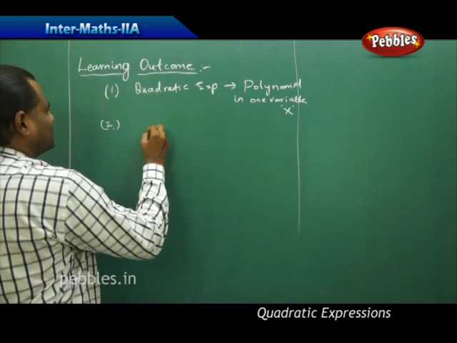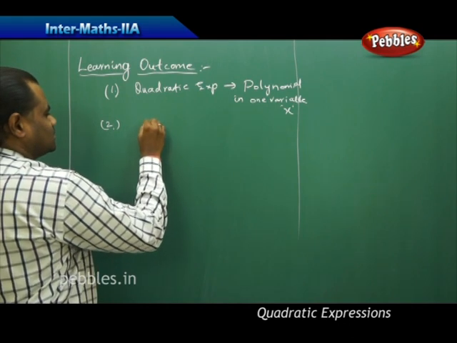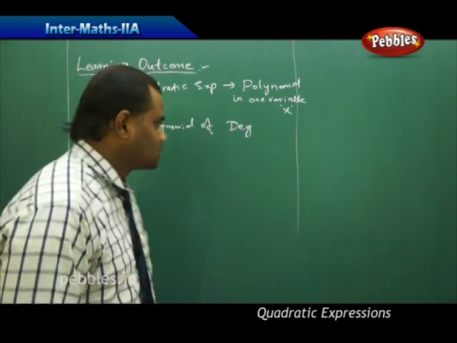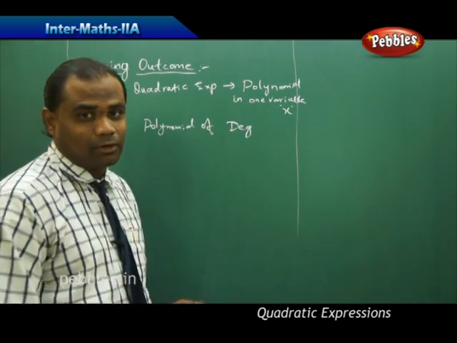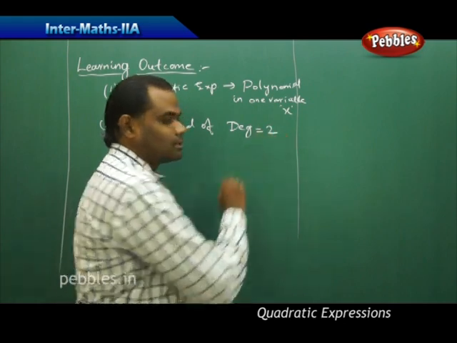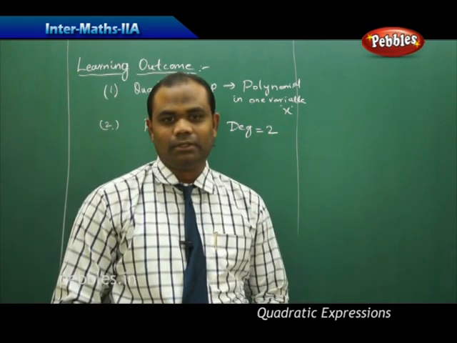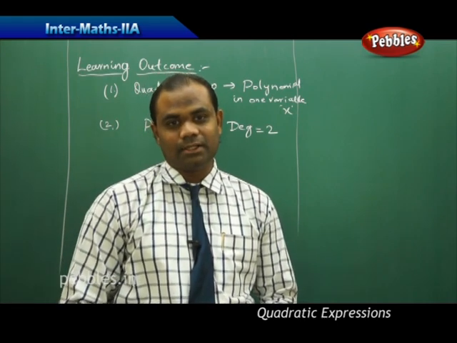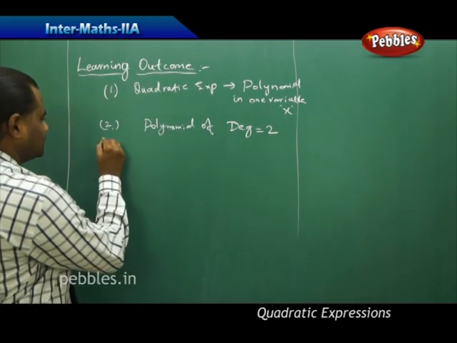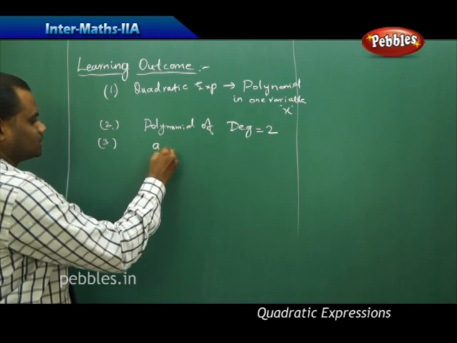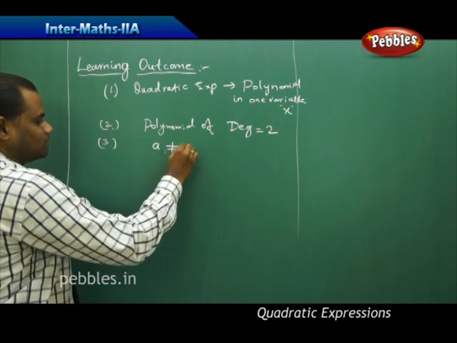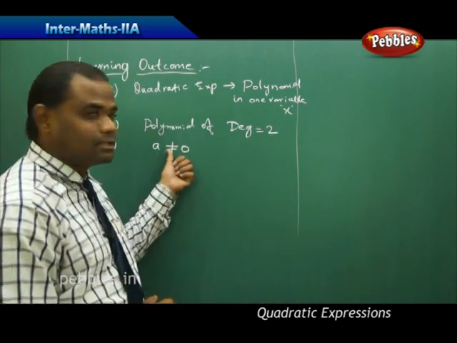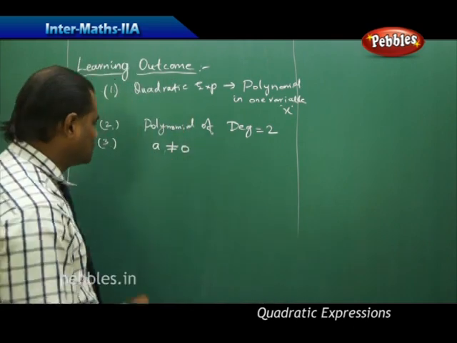Secondly, I identify that it is a polynomial expression. A polynomial of degree 2 is what defines a quadratic expression. So the degree must be 2. The highest power of x is 2. Then thirdly, I identify that a should not be equal to 0. Therefore, the condition is that a is not equal to 0.